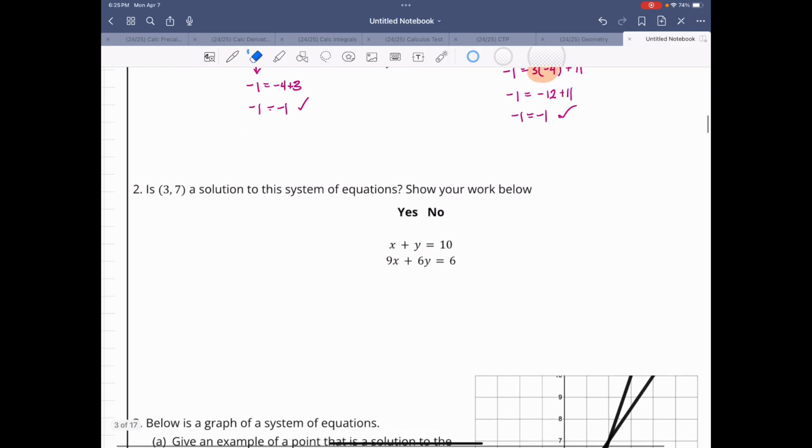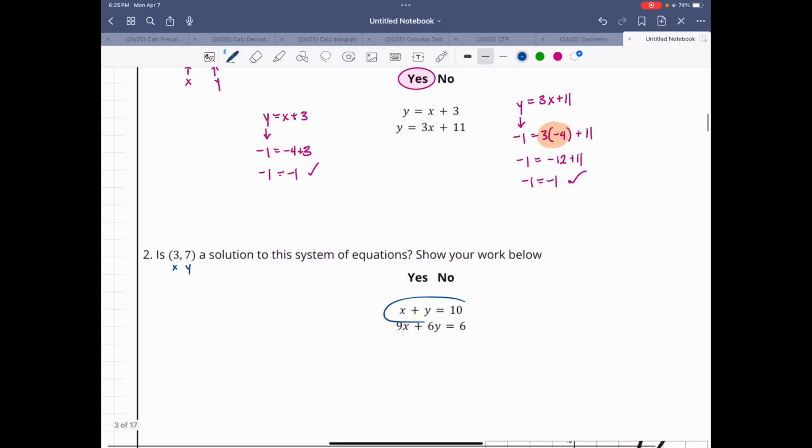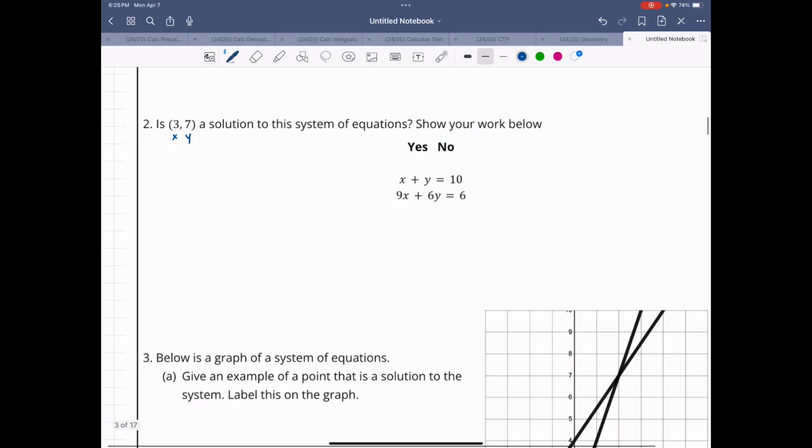So let's look at number 2. We're given another coordinate point. My x-coordinate is 3, my y-coordinate is 7. And you're given two equations just like we were before. You'll notice that in these equations, both x and y are on the same side, whereas in number 1, we had a y variable on one side of the equal sign and an x variable on the other side. So it doesn't matter where your x's and y's lie, you're going to repeat the same process.